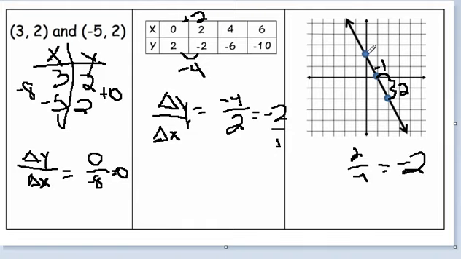And you can see, we could go down 2, right 1, down 2, right 1, down 2, right 1, and land on the line. Alrighty? There's slope 3 different ways.